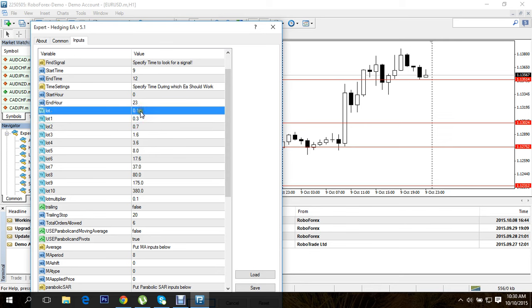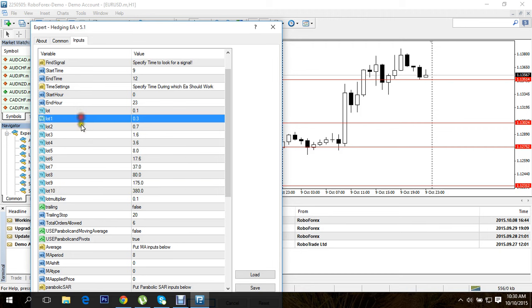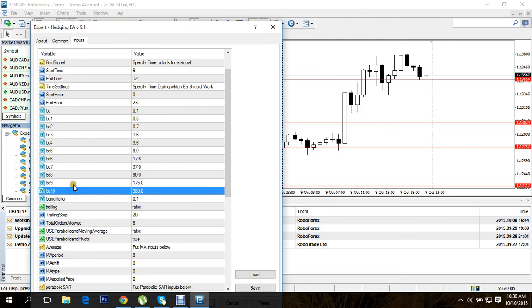You can put any numbers in here. You can search the internet and do your own research on how the hedging sequence should be and what the lot sizes should be. And if you have a better formula, I mean better numbers for this, you can obviously go ahead and insert those numbers in here, up to 11 trades. You can put up to 11 trade numbers in here.